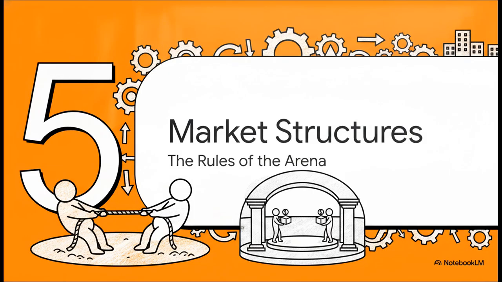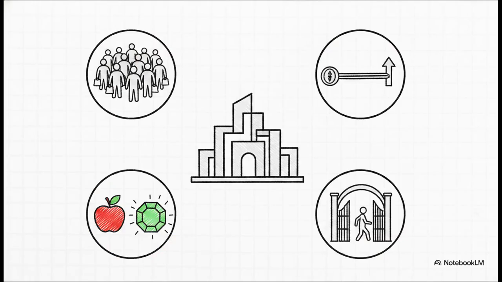Welcome to Section 5, Types of Market Structures, the Rules of the Arena. So far, we've looked at the basic tug-of-war, but the actual environment where this happens, the economic arena, so to speak, completely changes the power dynamics between buyers and sellers. We call these market structures. So what actually determines the structure of a given market? Well, it mostly comes down to a few very specific characteristics.